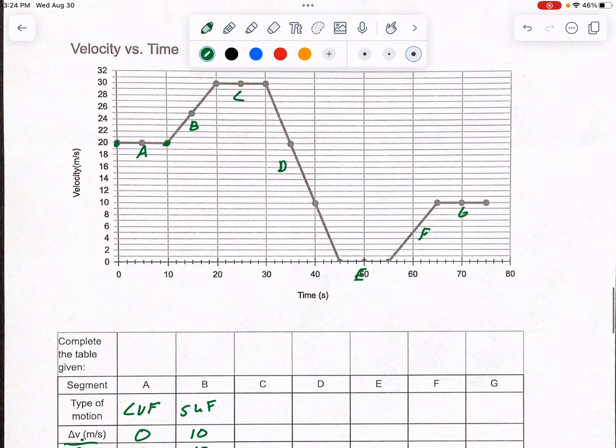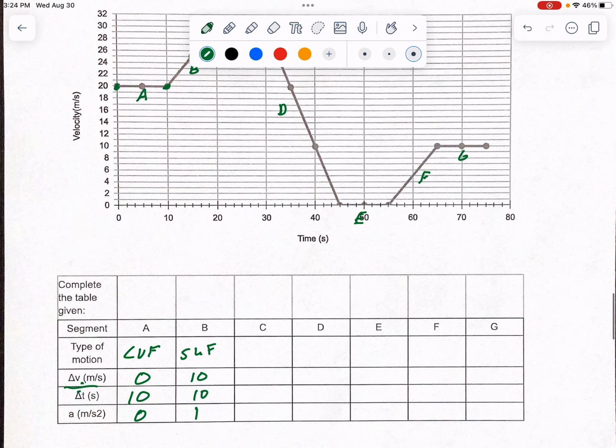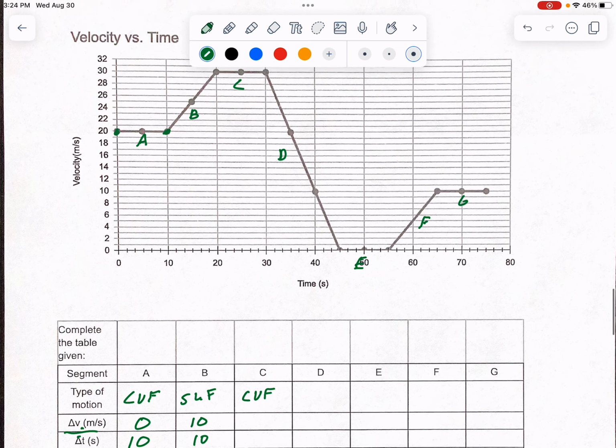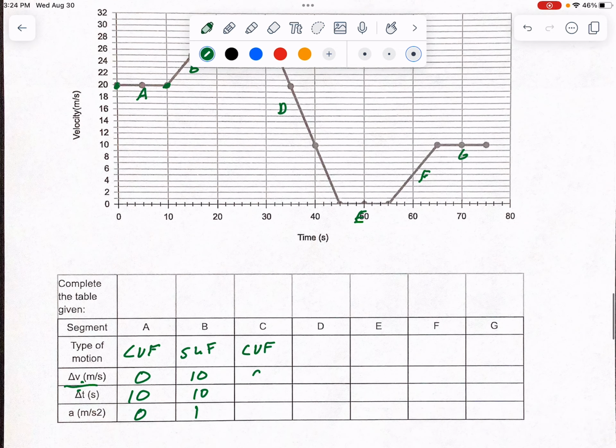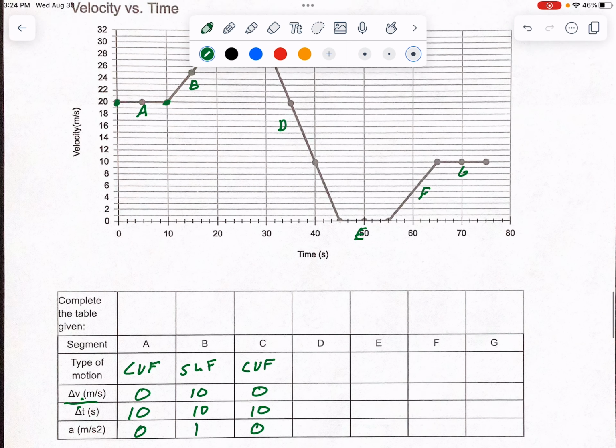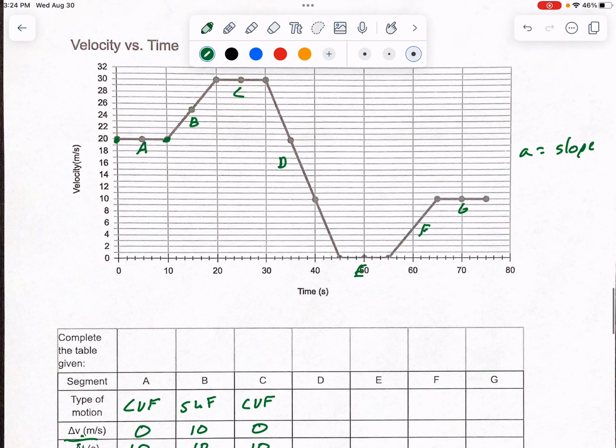Then from 20 to 30, it looks like we have a nice flat line. So there's going to be constant velocity forward again. And what was our change in velocity? Nothing, because you were at 30 the entire time, so it's 0. How long did it take? 10 seconds. So 0 divided by 10 gives me acceleration of 0, which should make sense. If acceleration equals slope and you have no slope, that means you're not accelerating, you're not slowing down or speeding up.